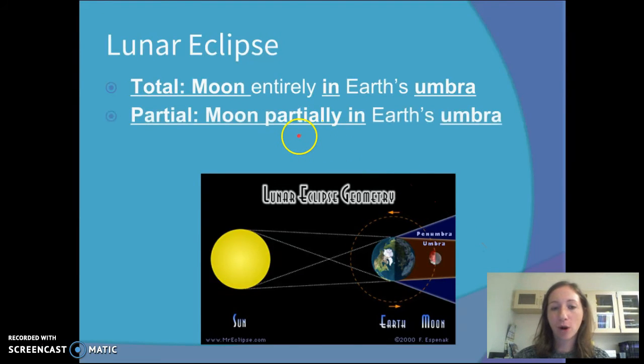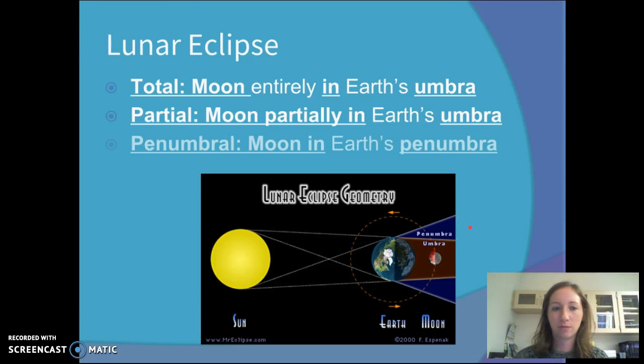Right. For a partial lunar eclipse, we do see those occasionally. The moon would have to be slightly, not completely in line, but slightly to the side within the penumbra. And that does happen occasionally. The moon will be close, but not perfectly in line with the sun and Earth. It'll be in the penumbra of the Earth, and everyone on this side would see a partial lunar eclipse. Penumbral, moon in Earth's penumbra.